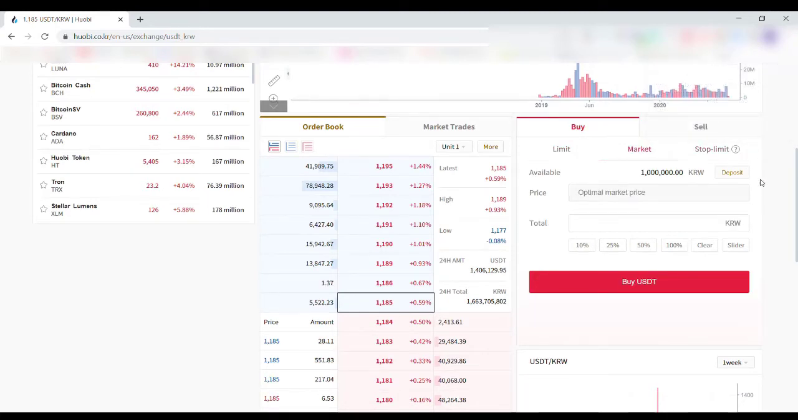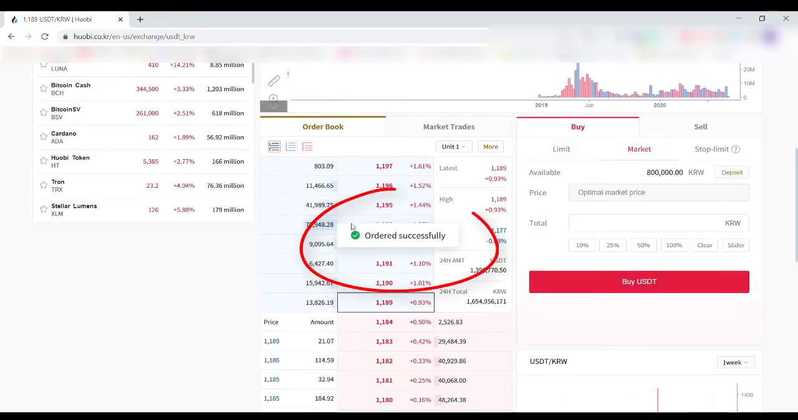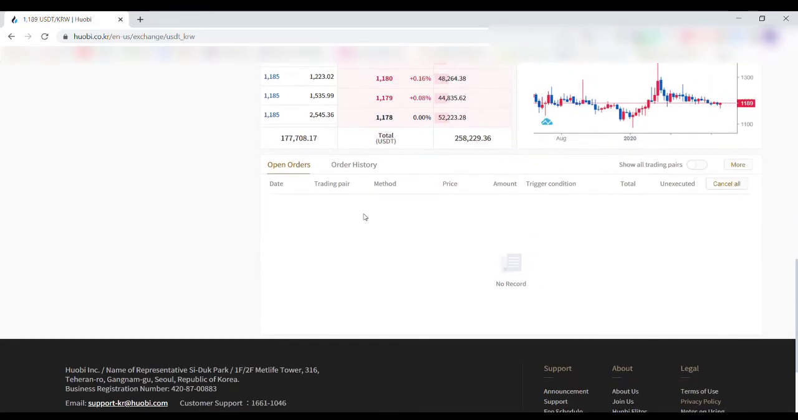A market order is an order that will execute immediately after sending the order. Therefore, you don't need to enter which price you would like to buy at. You just have to enter how much in total you would like to buy. Here I will enter 200,000 Korean won. Once you click buy USDT, it will trigger to buy immediately. Now I have my first cryptocurrency, USDT.